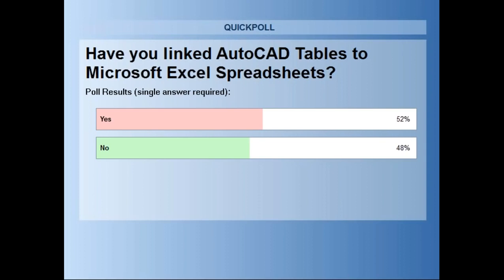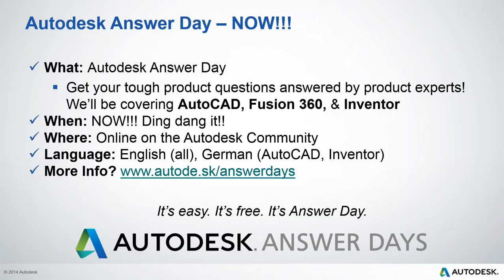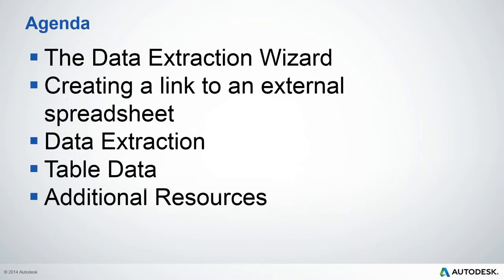I'll go ahead and hide that, and take us back to the agenda. Again, welcome everybody, and glad to have you here. We are going to talk about the Data Extraction Wizard, which some of you may know as the Enhanced Attribute Data Extraction Wizard. Typically when we're talking about data extraction in AutoCAD, we talk about extracting data from blocks and their attributes.